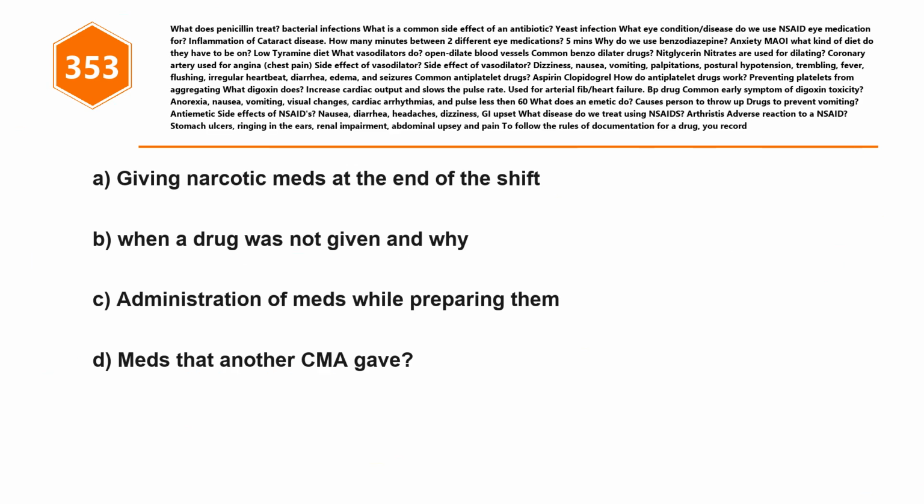Question 353. What does penicillin treat? Bacterial infections. What is a common side effect of an antibiotic? Yeast infection. What eye condition or disease do we use NSAID medication for? Inflammation of cataract disease. How many minutes between 2 different eye medications? 5 minutes. Why do we use benzodiazepine? Anxiety. MAOI: what kind of diet do they have to be on? Low tyramine diet. What do vasodilators do? Dilate blood vessels. Common vasodilator drugs: nitroglycerin. Nitrates are used for dilating the coronary artery, used for angina, chest pain.